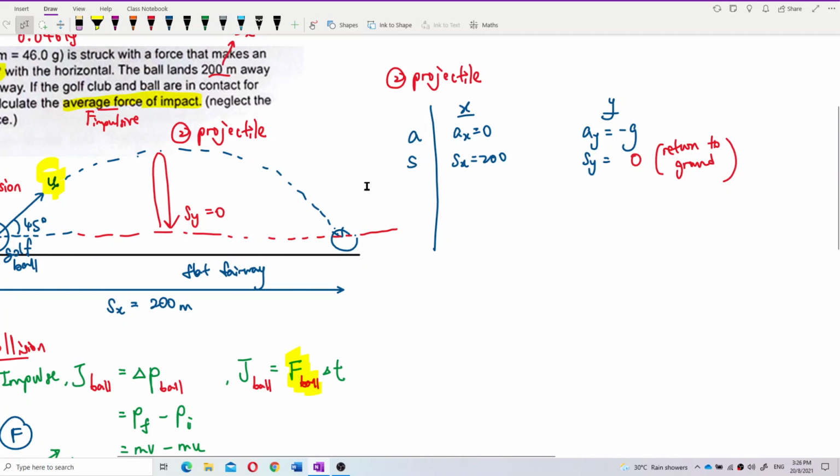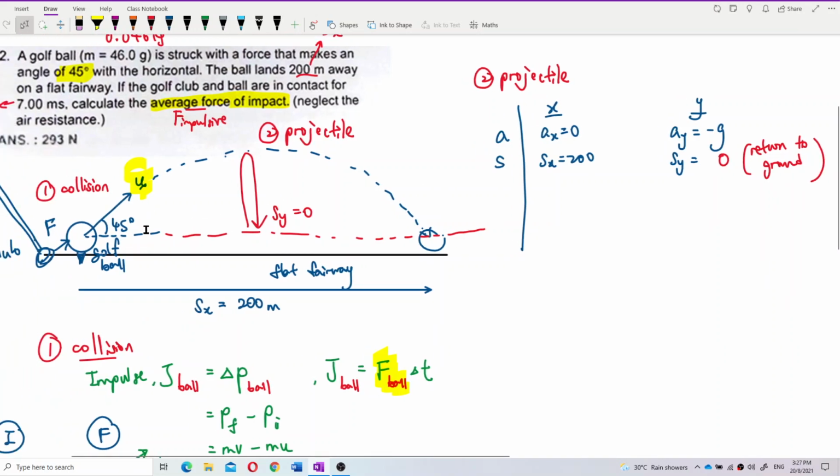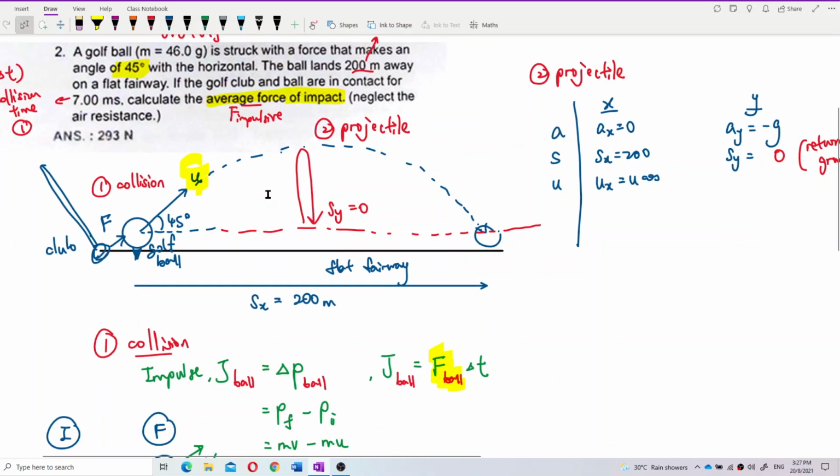Then what's next? What else can we know about this? Yeah, the time taken should be the same. Velocity, about the initial velocity, U. Okay. This U has two components. It has Ux and Uy. Understand? Yes, Ux and Uy.